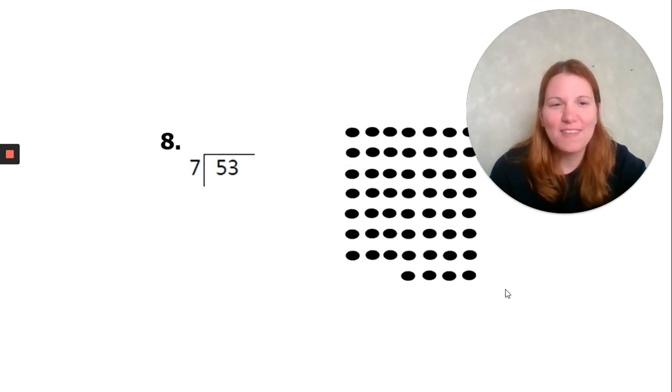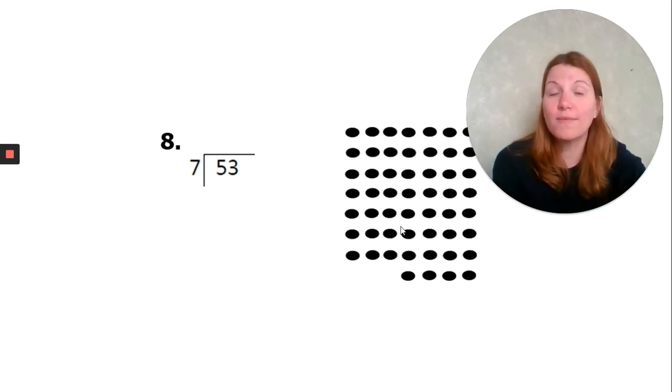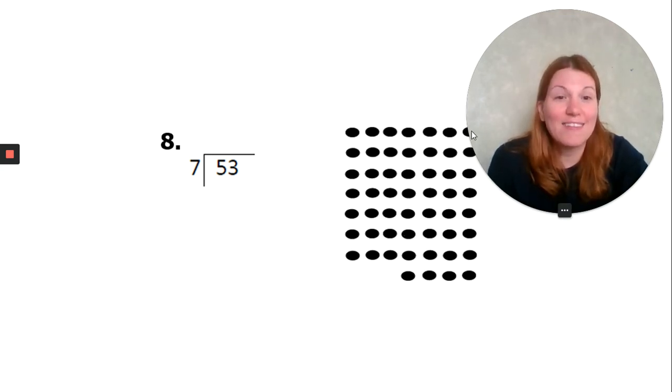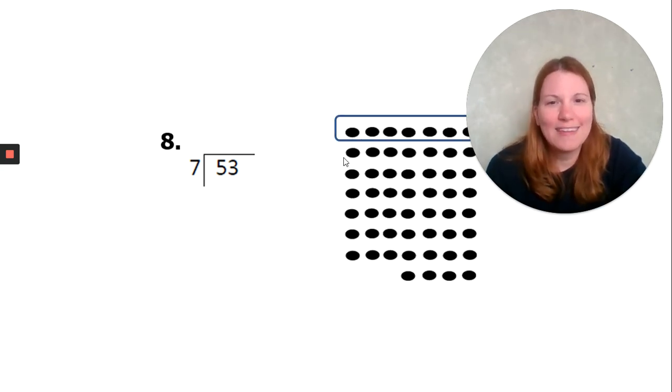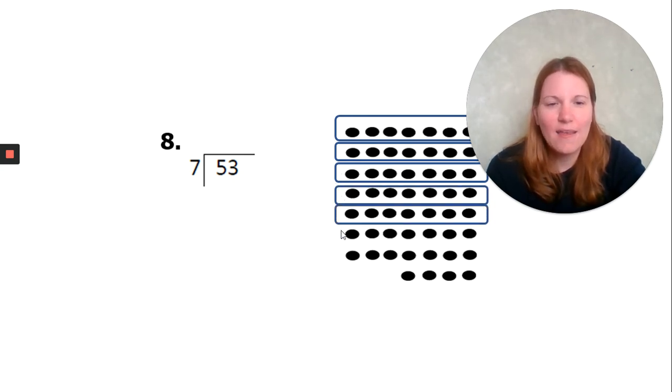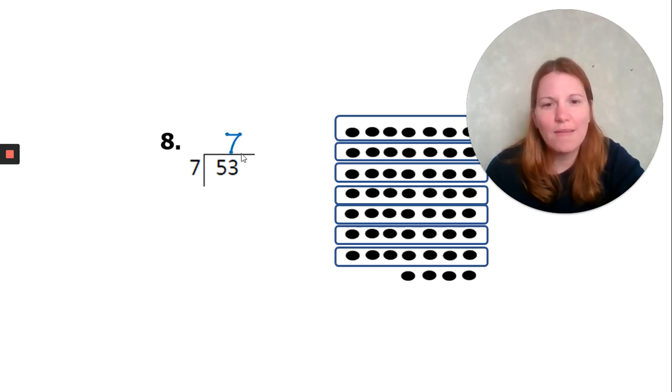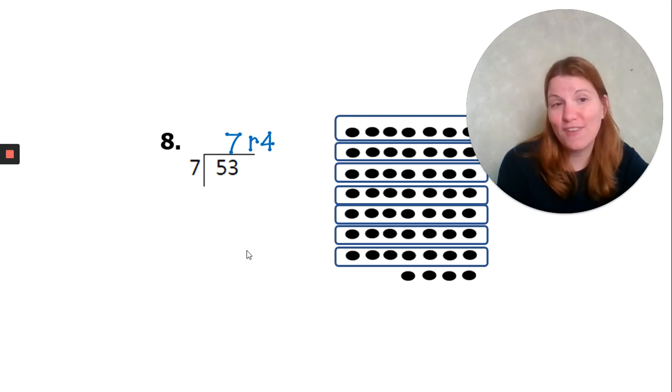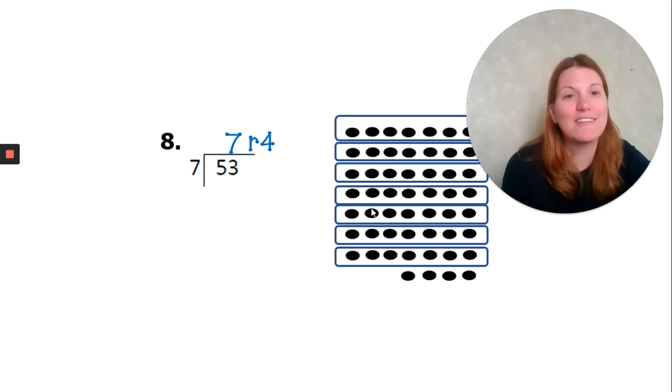And our last problem, this is pretty quick, wasn't it? 53 divided by 7 means I've got 53 altogether, and I'm going to make as many groups of 7 as I can in 53. So there's 1, 2, 3, 4, 5, 6, 7 in a row. So let's circle as many of those as we can make. 1, 2, 3, 4, 5, 6, 7. I can make 7 groups of 7, and then there will be 4 of them left over. So 7 remainder 4. So you can see that was pretty quick and easy to use the dots.